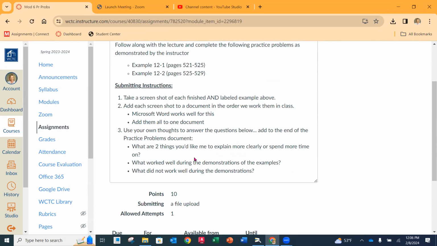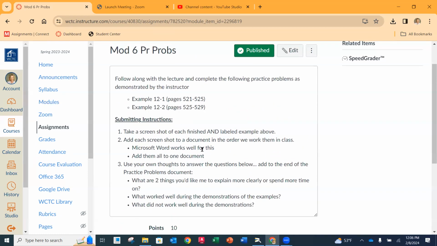Always remember, there's a couple questions here at the end that I would like you to answer, again, in your own words. This doesn't involve a big essay or doing any research. It's really just how are you feeling about the materials and maybe some other similar types of questions. So there's our practice problem, and it's going to be these 2 examples.